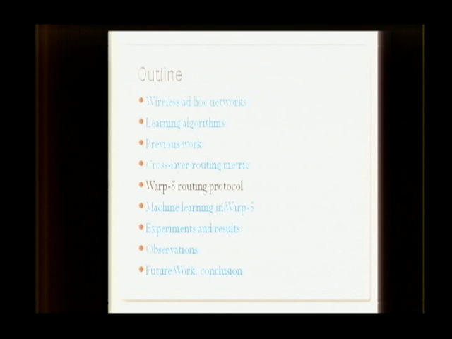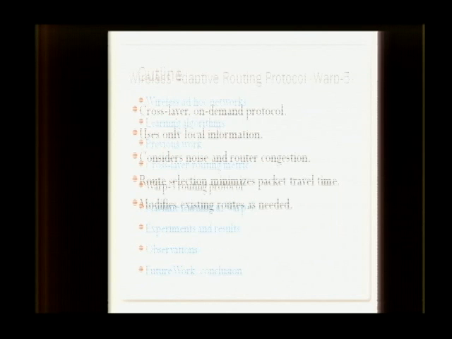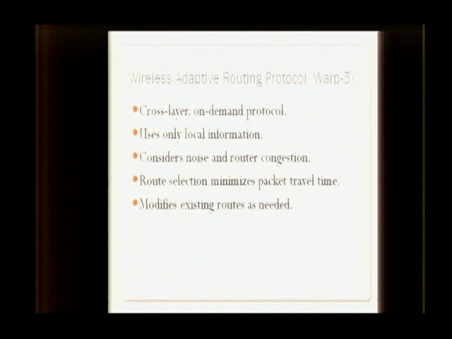We're going to look at the WAR5 routing protocol now, Wireless Adaptive Routing Protocol version 5. It is a cross-layer on-demand protocol. It builds routes as needed. The routes are constructed using only local information. It considers noise and router congestion in route construction and forwarding decisions. The route selection is meant to minimize packet travel time between source and destination. It can also modify existing routes as needed in response to noise or congestion.